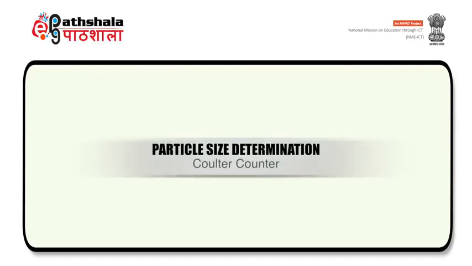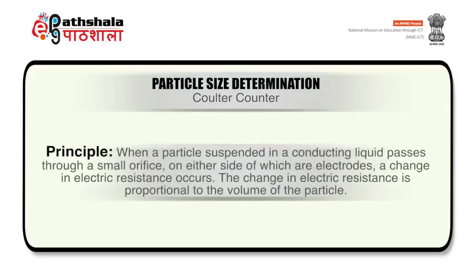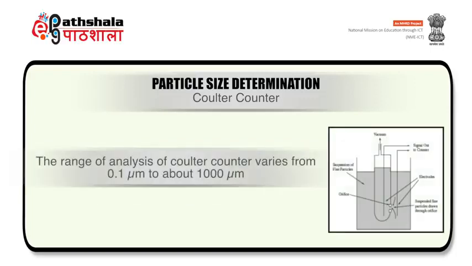The last technique for determining particle size, size distribution and also for particle volume is Coulter counter. It operates on the principle that when a particle suspended in a conducting liquid passes through a small orifice on either side of which are electrodes, a change in electrical resistance occurs. The change in electrical resistance is proportional to the volume of the particle. The range of analysis of Coulter counter varies from 0.1 microns to about 1000 microns. This is a very fast and reliable technique for size and size distribution determination.